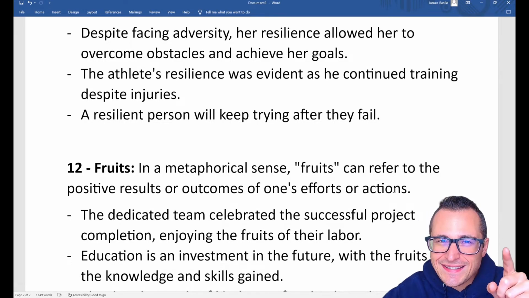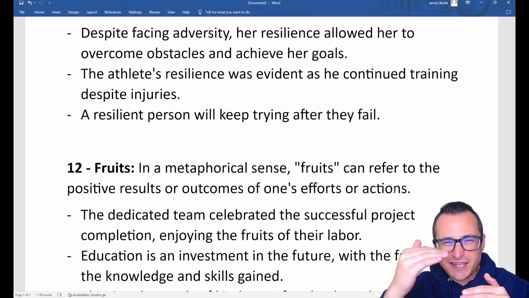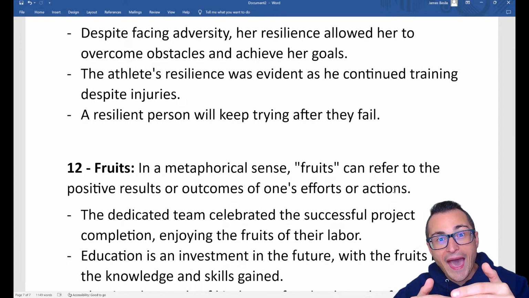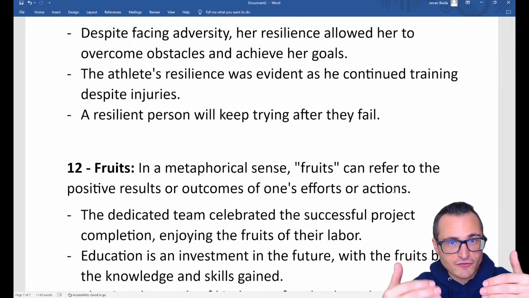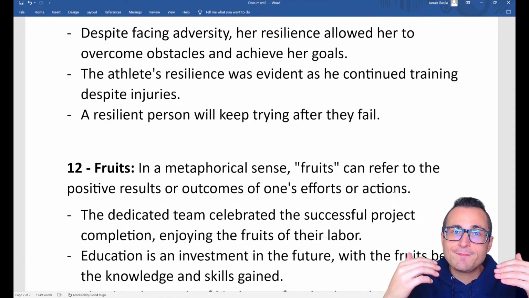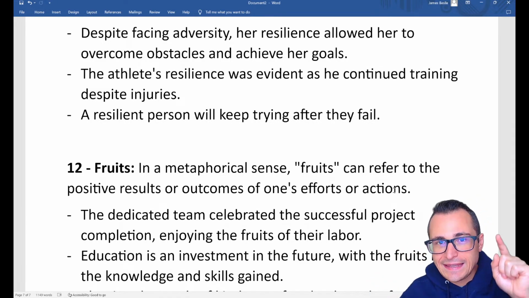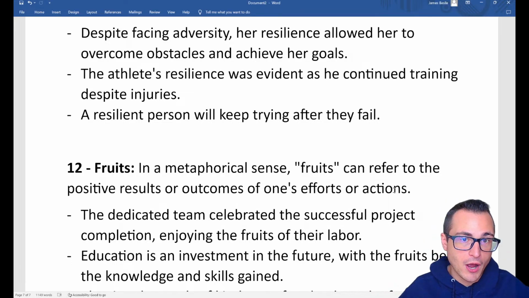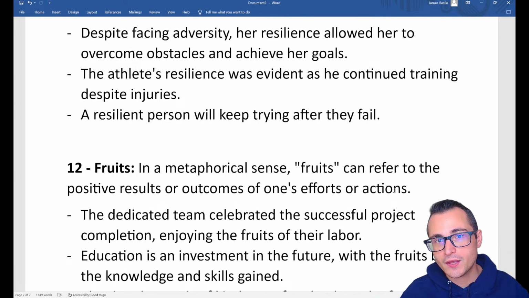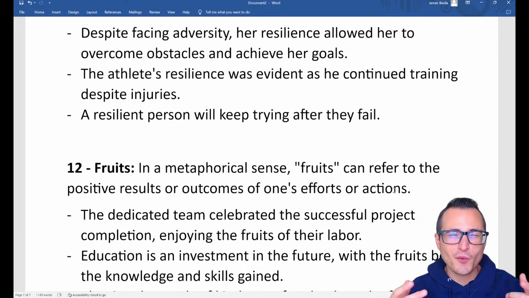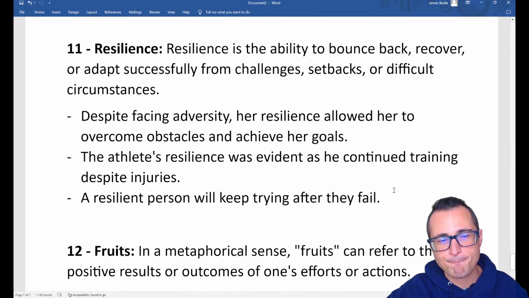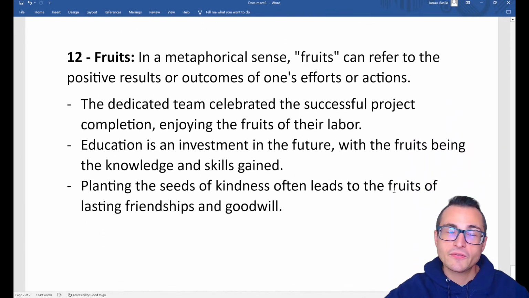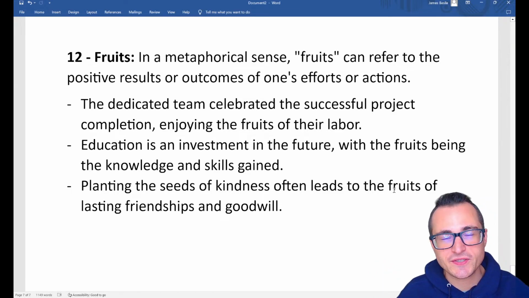Another sentence. A resilient person will keep trying after they fail. Do you keep trying after you fail? Do you keep going even though there are problems or difficulties? If you do, you are a resilient person. You have resilience.